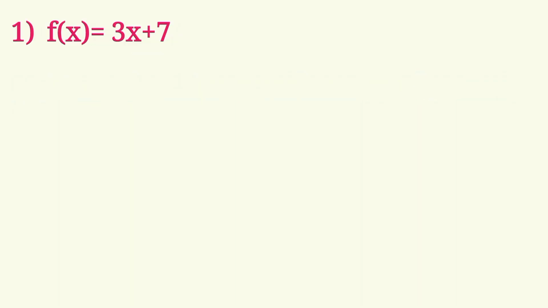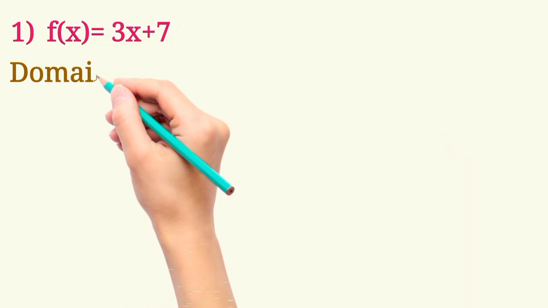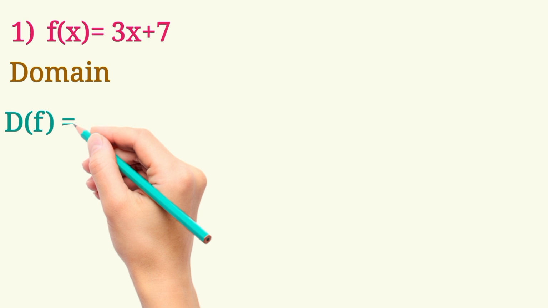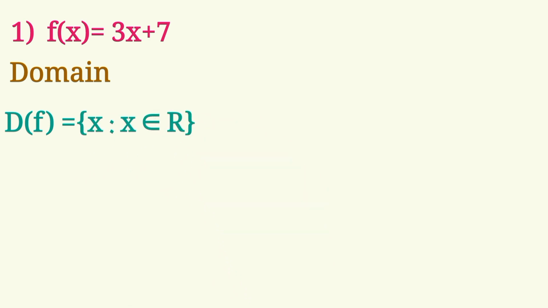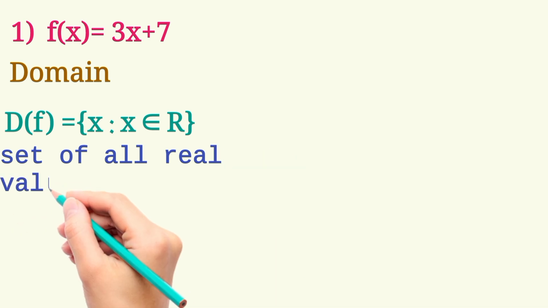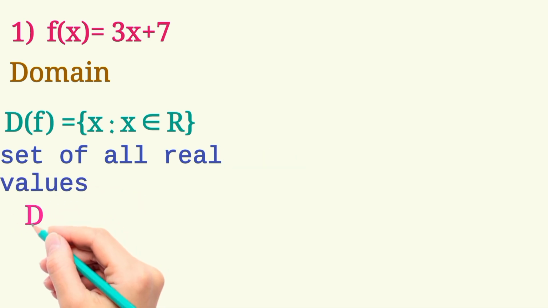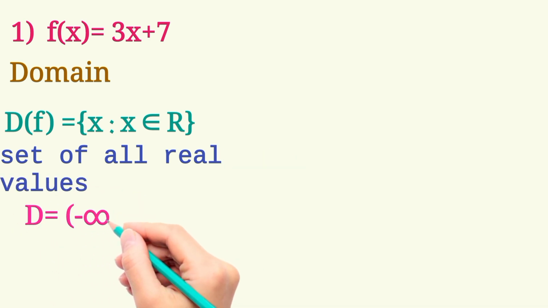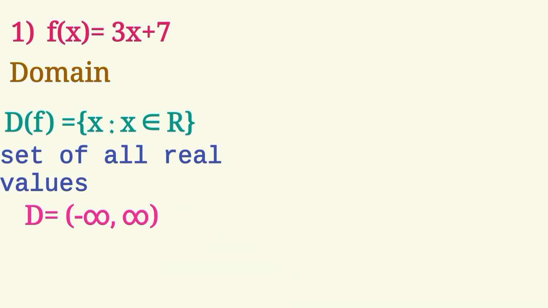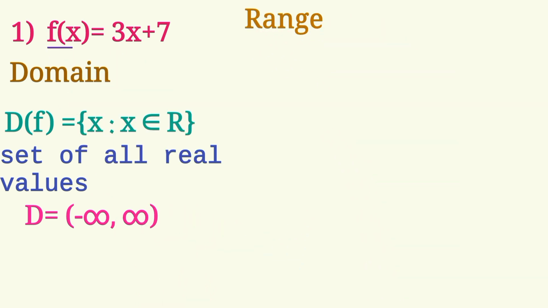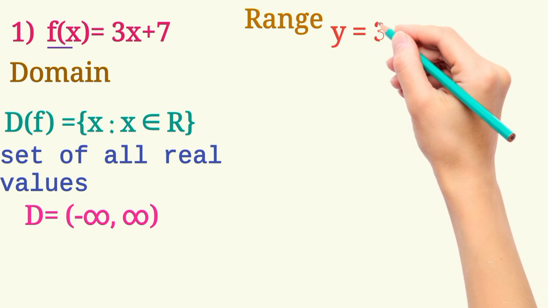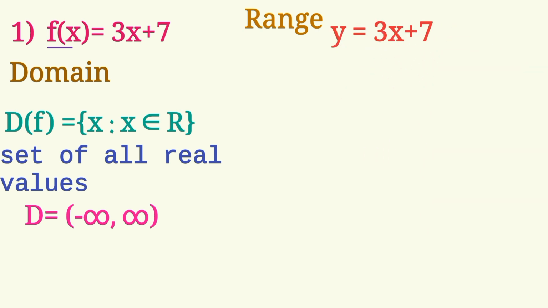So, domain of the function can be written as domain of f = {x such that x belongs to R}. It means set of all real values. Or it can also be written as domain = (-infinity, infinity). Now for range, we will substitute f(x) = y. So this will become y = 3x + 7.